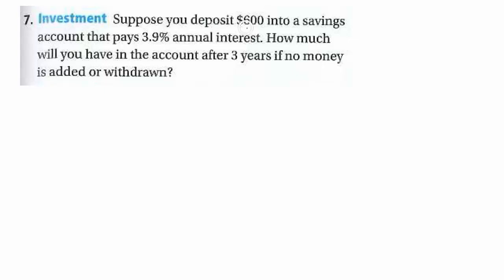So we're going to deposit $600 into a savings account that pays 3.9% annual interest. And we want to know how much money we would have in the account after 3 years, if we don't add or withdraw any money. So we don't see the word continuously in here.